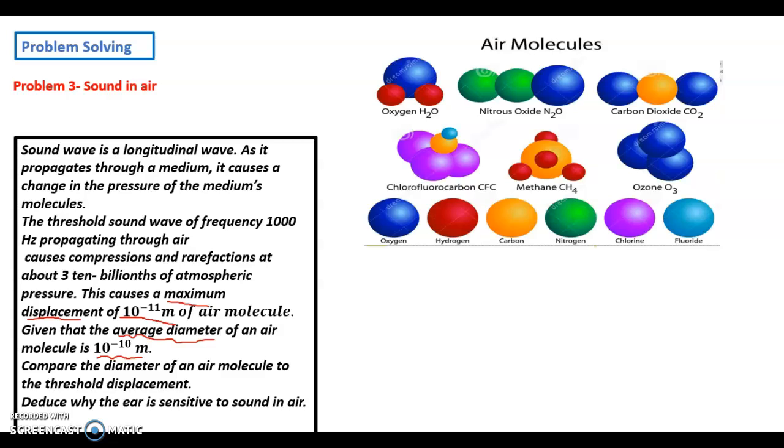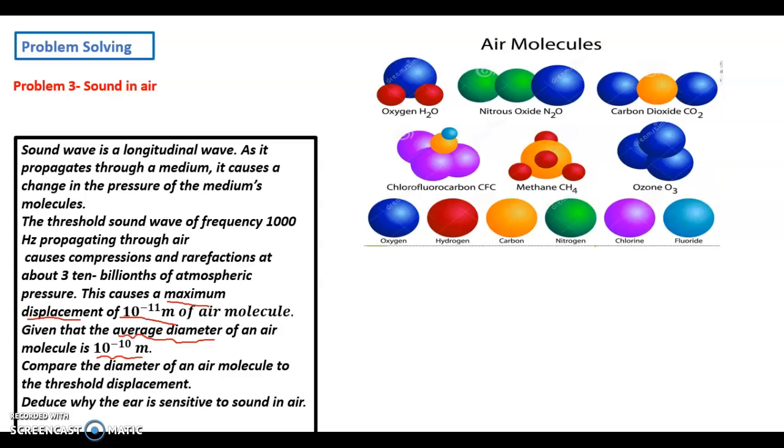Aside here, you can see different air molecules: oxygen, water vapor, nitrous oxide, carbon dioxide, ozone, methane, chlorofluorocarbon, and so on. These molecules are all present in the air, of course in different percentages, and each one of them has a certain diameter, but we can take the average of all the air molecules, and it's found to be 10 power minus 10 meters.